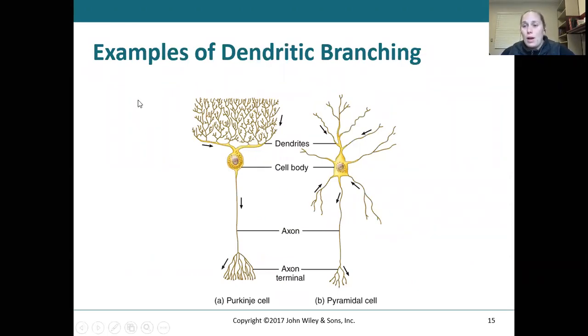Okay, so like I said before, dendrite, in either Greek or Latin, I probably should look that up, means tree branching. And you can see here that there are different types of dendritic branching. So here is an example of two different types of dendritic branching, essentially styles. You have your Purkinje cell over here, and then you have a pyramidal cell here. Each one of these cell types is located in different regions of the brain.